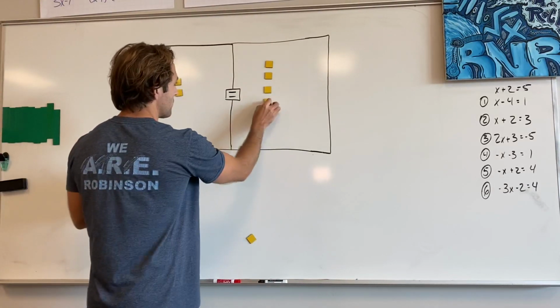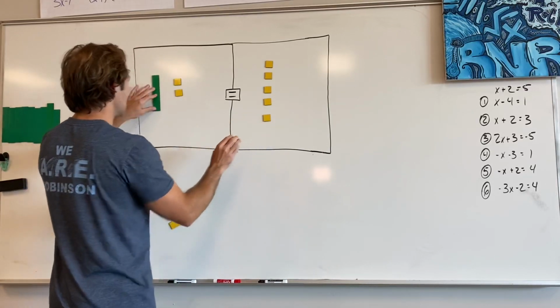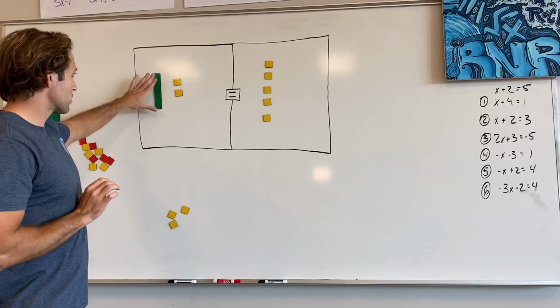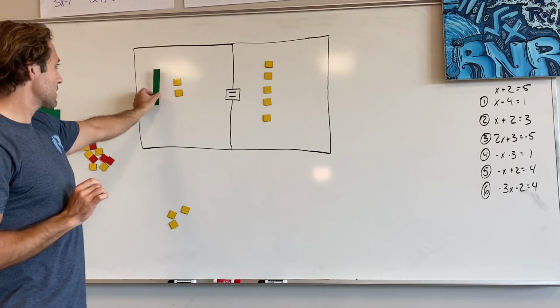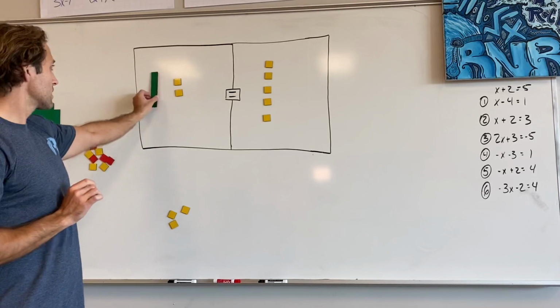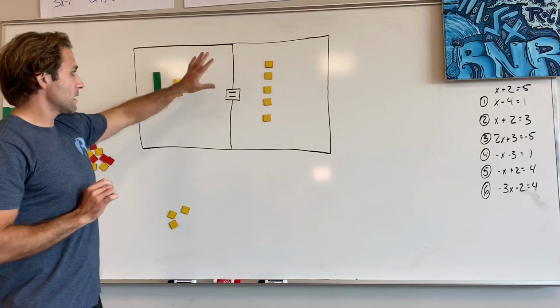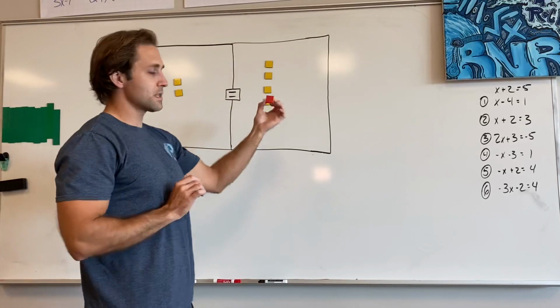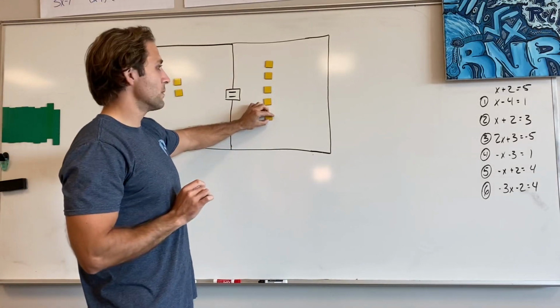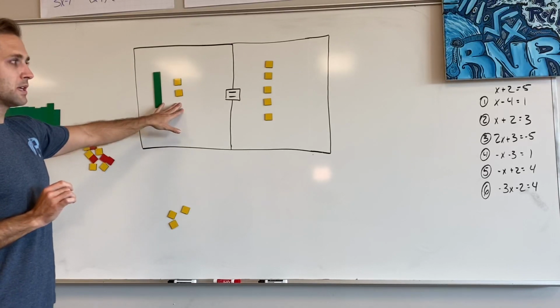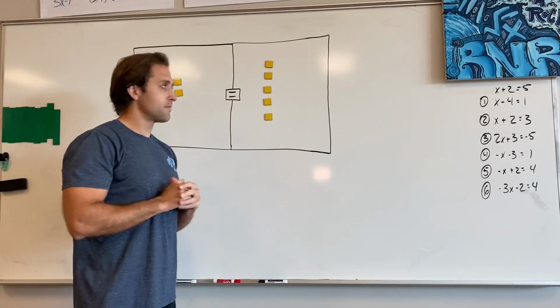So hopefully you remember these tiles. We use these with expressions, and you remember that these bars, the green represents a positive x and the red is going to represent a negative x, or the opposite of x. And then we've got the yellow counters, yellow and red, to represent positive and negative 1. So here I have the expression x plus 2 is equal to 5.